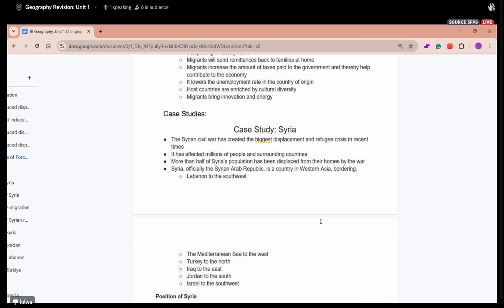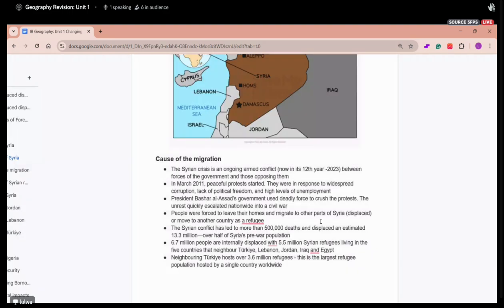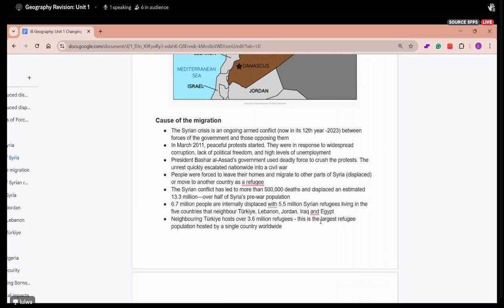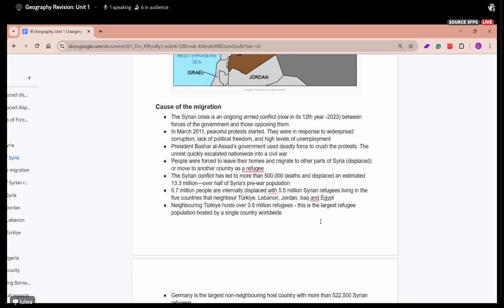So here's Syria, basically. And the cause of the migration, of course, is the Syrian crisis, which was an ongoing armed conflict between forces of the government and those opposing them. And so you had Bashar al-Assad, who was the president. His government used deadly force to crush protests against his regime, and so that led to people forced to leave their homes. The Syrian conflict led to more than 500,000 deaths and 13.3 million people displaced.